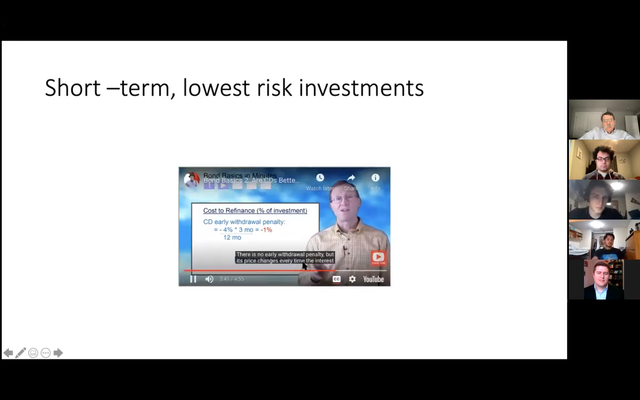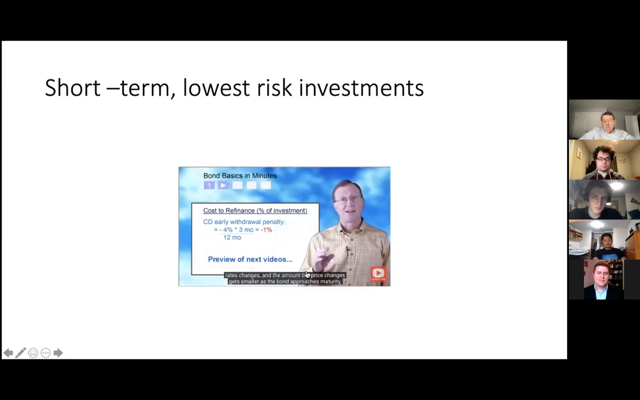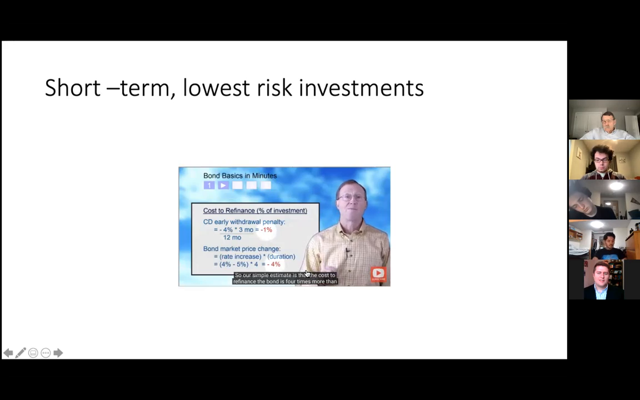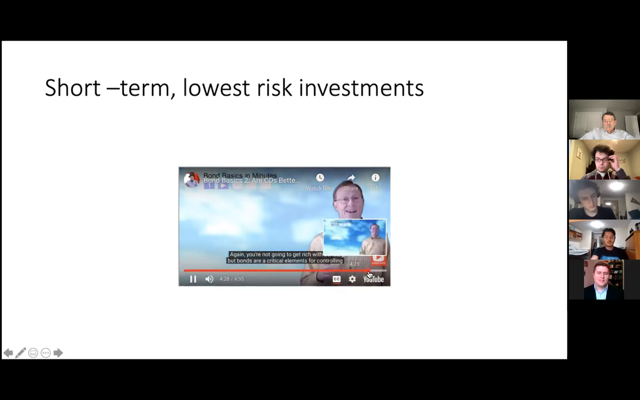But an ordinary bond is different. There is no early withdrawal penalty, but its price changes every time the interest rate changes. And the amount of the price change gets smaller as the bond approaches maturity, or more precisely, as the bond duration approaches 0. Now remember, we bought this bond 1 year ago, so there are now 4 years left on this bond. For now, we'll say that the duration is also equal to 4 years. A bond price always changes in the opposite direction as interest rates by an amount equal to the rate change times the duration. So our simple estimate is that the cost to refinance the bond is 4 times more than the CD, which is our point. Sometimes CDs are better than bonds. Again, you're not going to get rich with bonds, but bonds are.